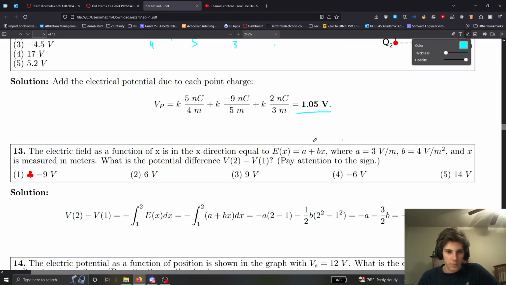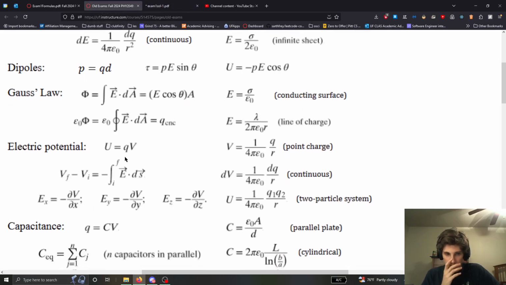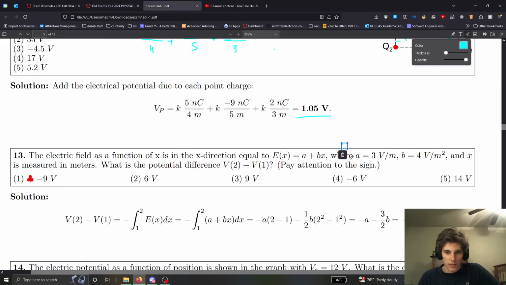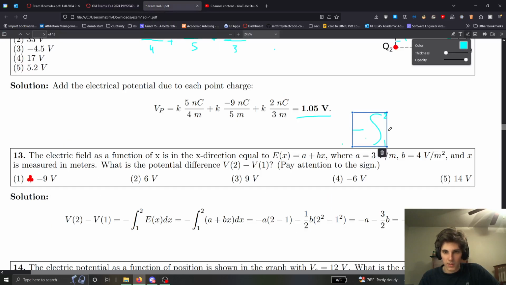Those are our numbers. What's the potential difference? This is your equation at hand. It's equal to, final is 2, initial is 1. Make sure it's negative here. It's equal to E times ds.